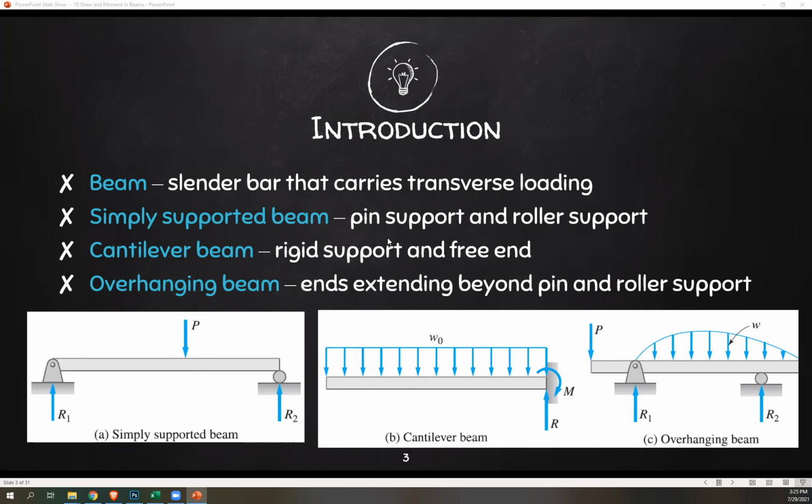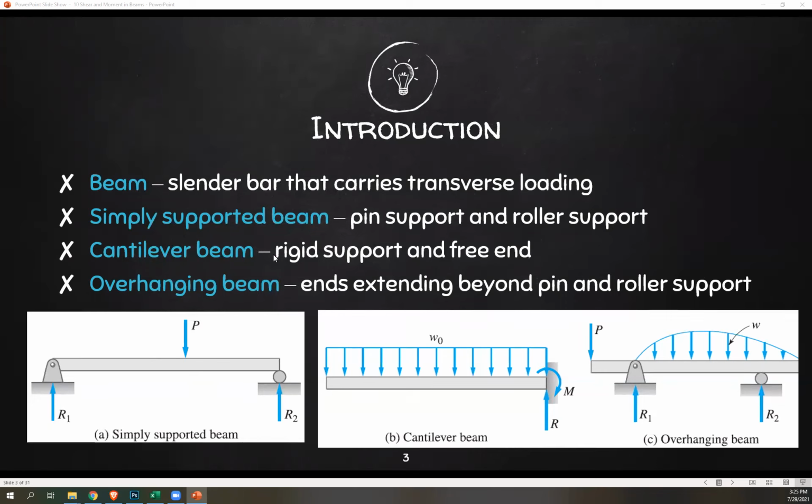For a simply supported beam, your supports are pin and roller. We already know that, pin and roller. For a pin, there's always a parallel and perpendicular reaction depending on your load. And for a roller, there's only a perpendicular reaction. It cannot support horizontal forces.